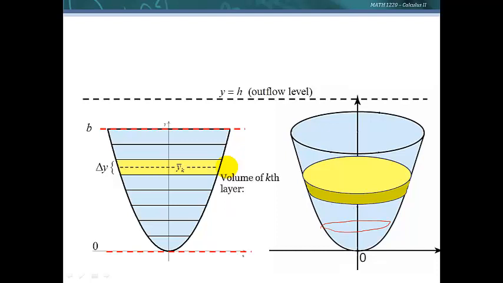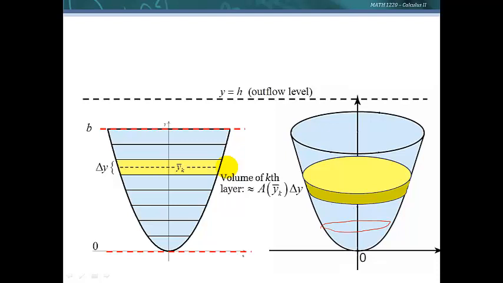So if we wanted to know the volume of this kth interval, we would need to take the area of this thing at y bar sub k and then multiply it by our little thickness delta y. So at any representative level there, it's going to be the area multiplied by delta y.